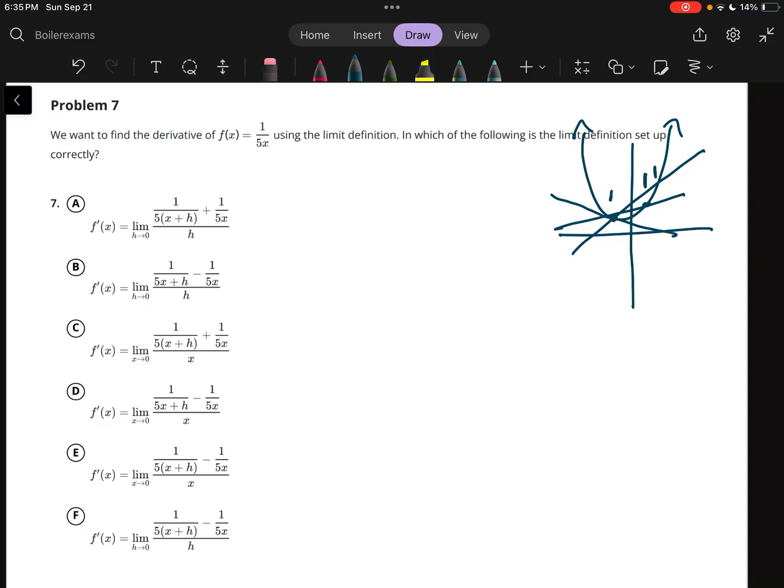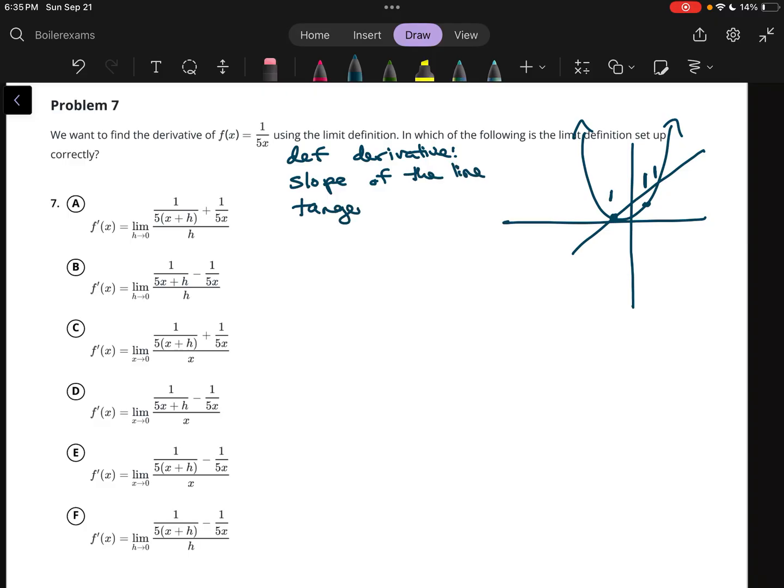Okay, so maybe I'll write that down. Definition of derivative: slope of the line tangent to f of x. And obviously the derivative changes depending on the value of x, because your tangent line will change.